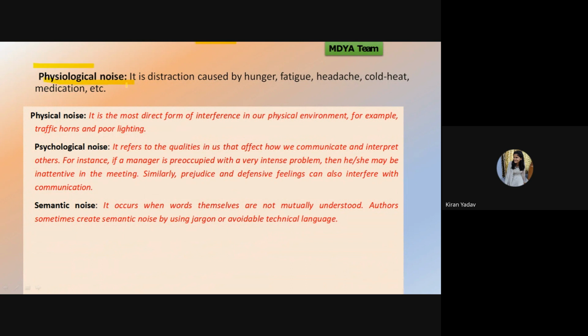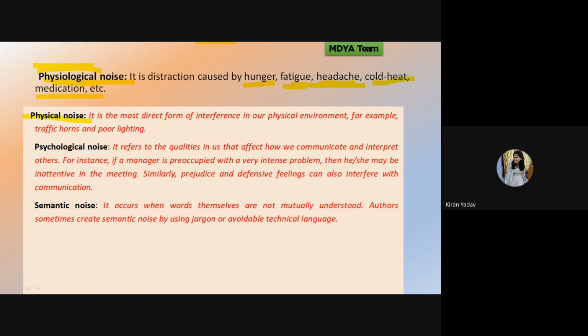Physiological noise. What can be physiological noise? Related to our physiology, it is distraction caused by hunger, fatigue, headache, cold, heat, medication, etc. All these come in physiological noise. If you are hungry, you will be distracted. If you have fatigue, your attention, your focus will be on that, and you won't be attentive in the interaction.